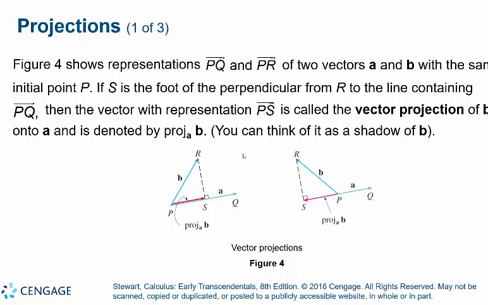Alright, so figure 4 represents the vector PQ, which we will denote as vector A, and PR, which we will denote as vector B. Two vectors A and B with the same initial point P. If S is the foot, right here, of the perpendicular from R to the line containing PQ, then the vector represented by PS is called the vector projection of B onto A, and it's denoted projection of B onto A.